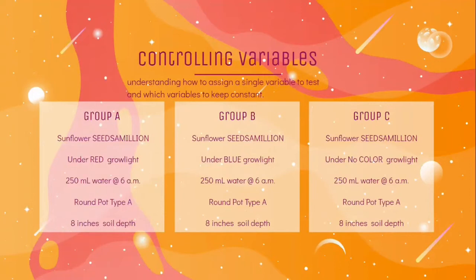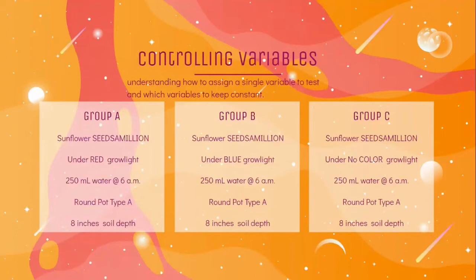And so I'll put the seeds within the same depth within the soil also. I didn't write that on the chart, but it should go there. And so in group B, you'll notice that the only thing that's different here would be the grow light color. I'm going to use blue grow light. And so that's the independent variable. That's the variable that is different from each experimental group. And it's the thing that's going to cause the difference or the changes that we see in our results.